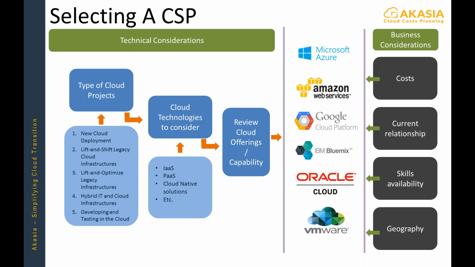The third element is skills availability. When it comes to the cloud, there's a paradigm shift of how you run, manage, and operate your infrastructure. Do you have the skill set available? And which skill set is easy for you to develop quickly? Those are the kind of questions you have to consider as well. Geography is another factor. Do you have geographical considerations to take into account? So these are the parameters you look at as you decide on a particular cloud of choice.